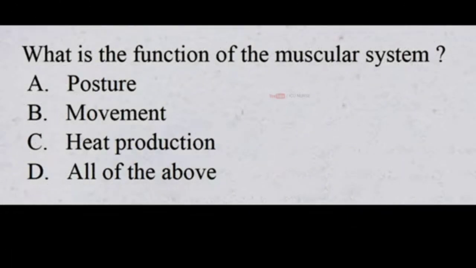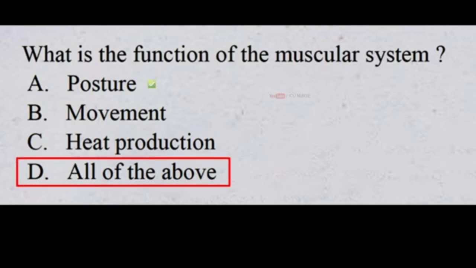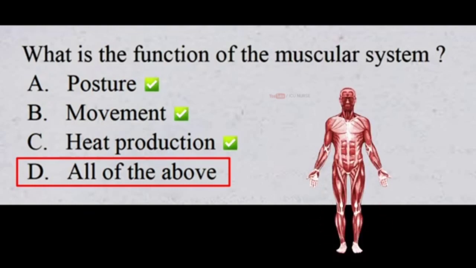What is the function of the muscular system? A. Posture. B. Movement. C. Heat production. D. All of the above. And the correct answer is D. All of the above. Posture, movement and heat production are all functions of the muscular system.